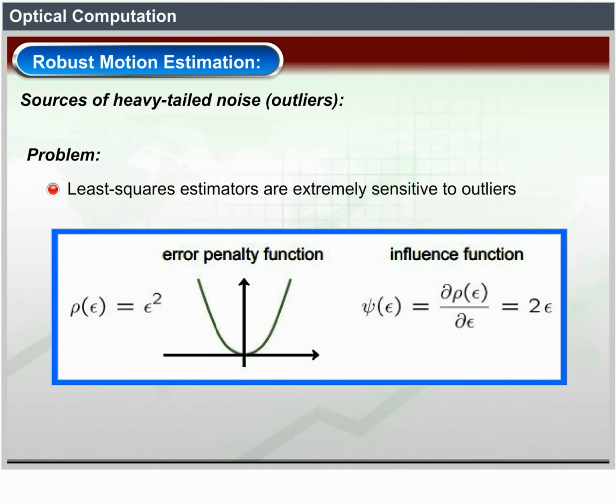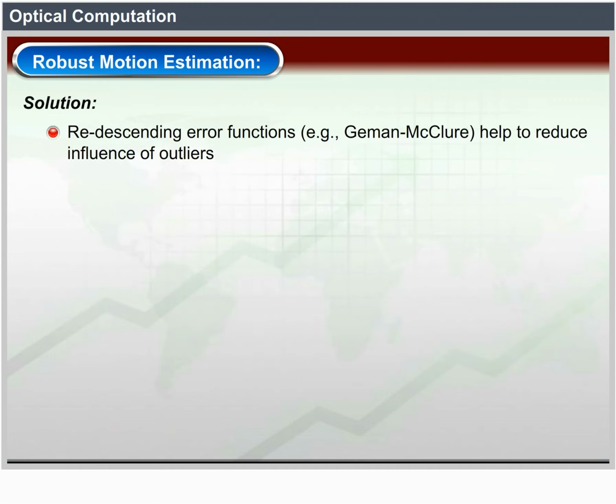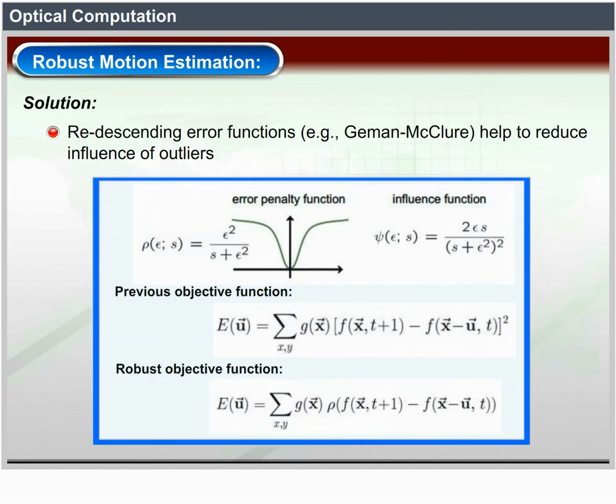Solution: redescending error functions. For example, Geman-McClure helped to reduce influence of outliers as shown on screen. Previous objective function, robust objective function.